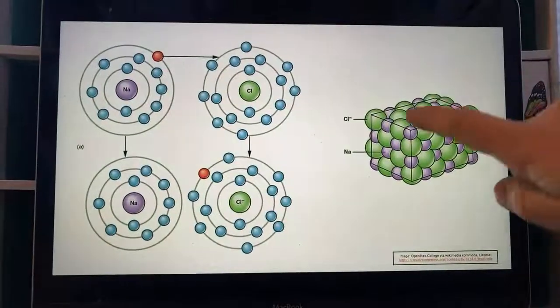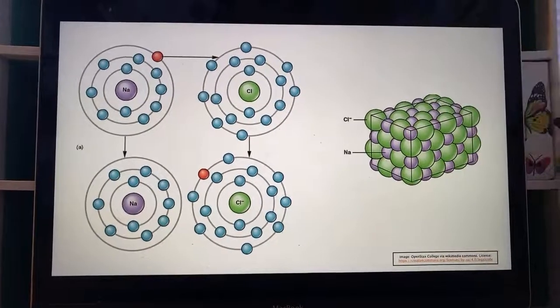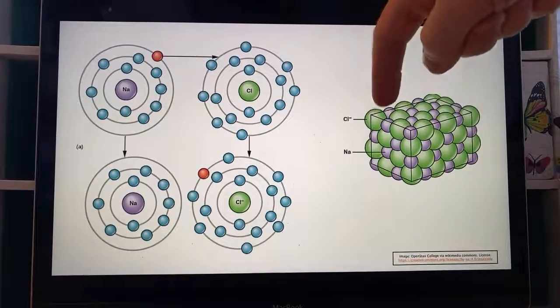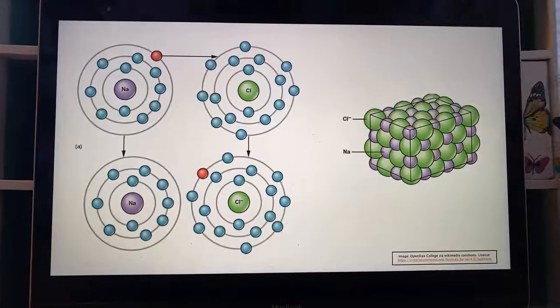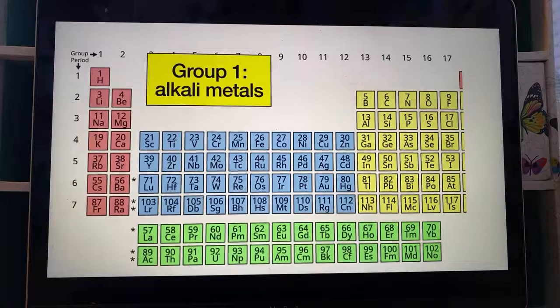Here's a much better picture of what's happening than the one that I drew. Look, so this would be a 3D sort of image of what salt looks like, right? These are the negative chlorine particles, and these are the positive sodium particles that are all bonded together. Okay, you've done a lot there.